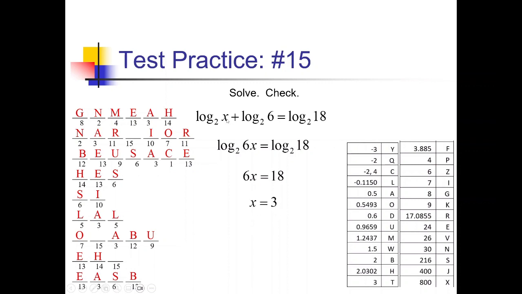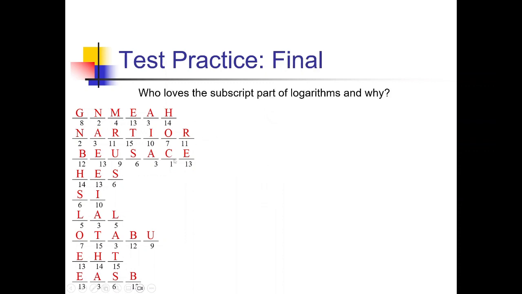Plugging that back in, not taking the log of a negative, that's good. So 3, there it is, t. That's my missing letter. So we have a t going there, a t going right there, and a final t right there. And at this point, we've filled in all the blanks.